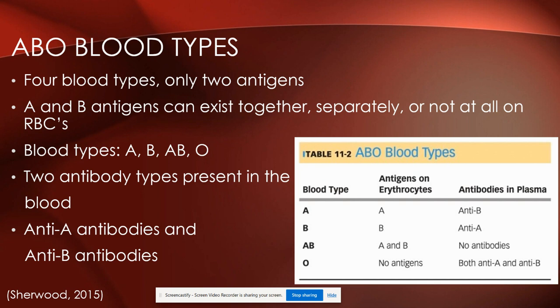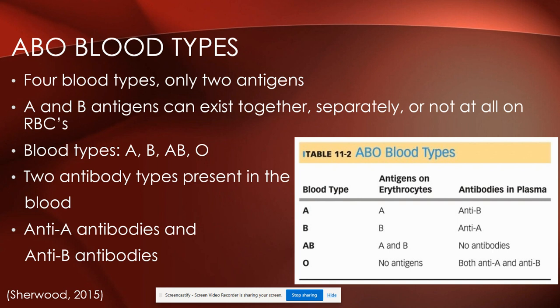So people with type A blood have A antigens on their erythrocytes. Type B blood contains B antigens. Type AB has both A and B antigens, and type O has neither A nor B antigens.